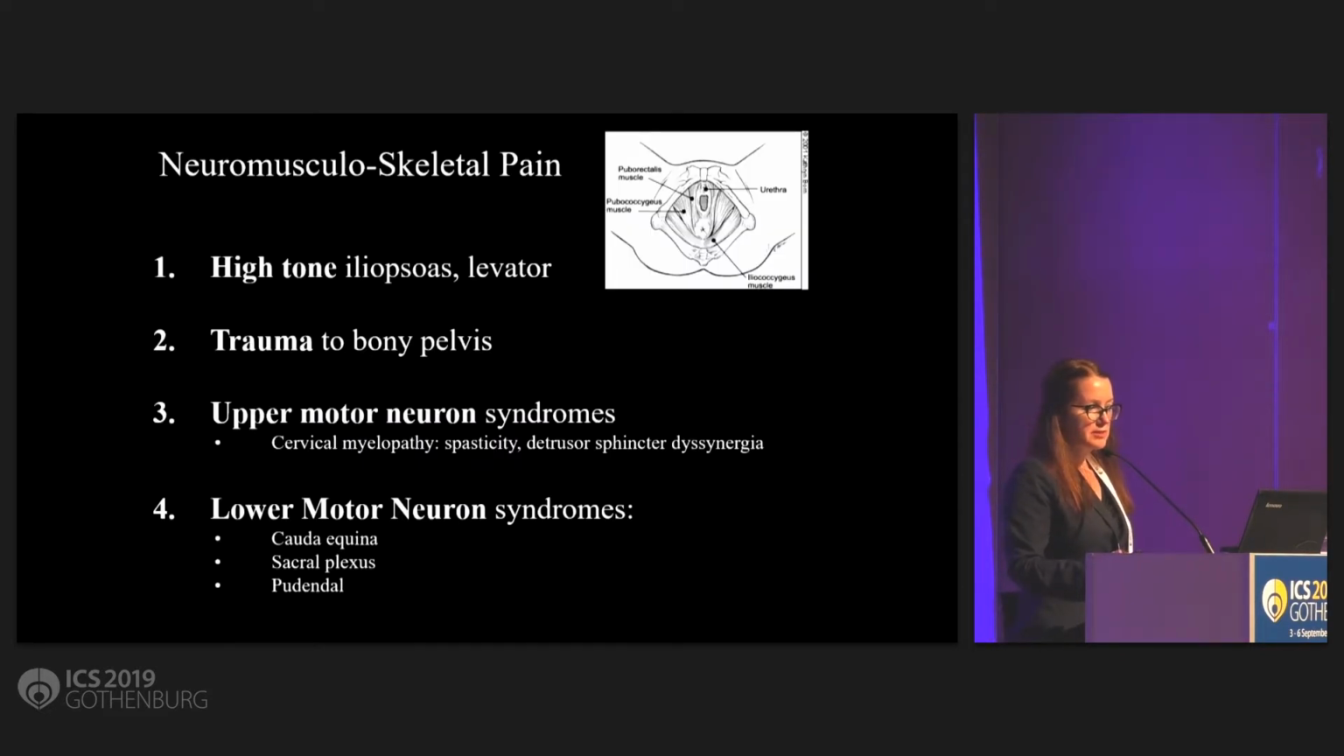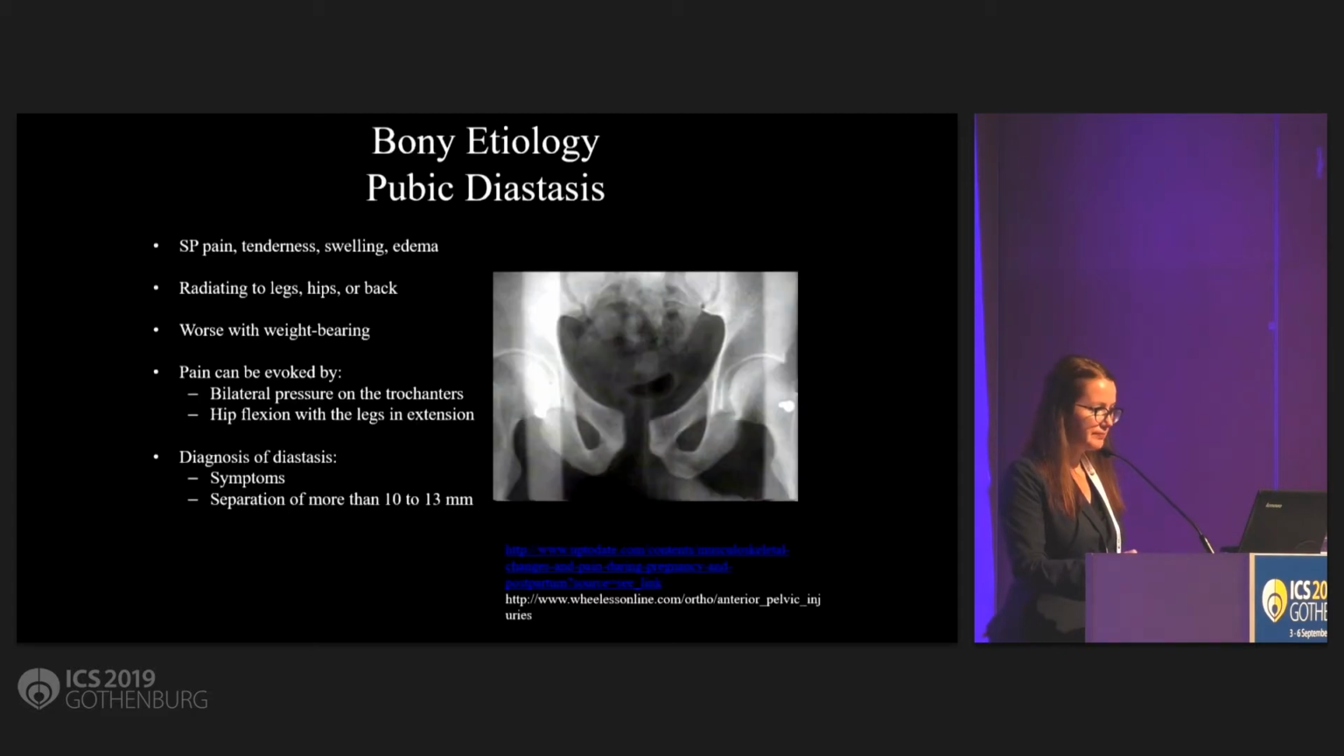So neuromusculoskeletal pain can include, again, high levator tone or high tone iliopsoas muscle that can mimic renal colic from a stone, and it can be identified on physical exam. Trauma to the bony pelvis, upper motor neuron syndromes, and lower motor neuron syndromes.